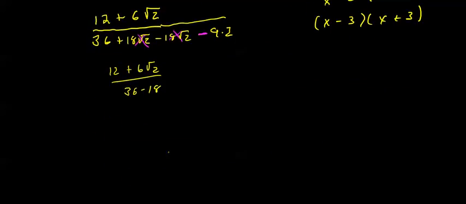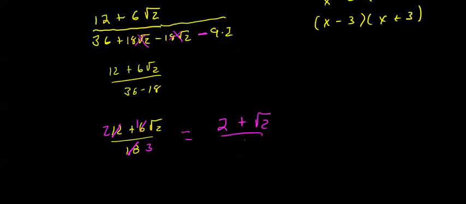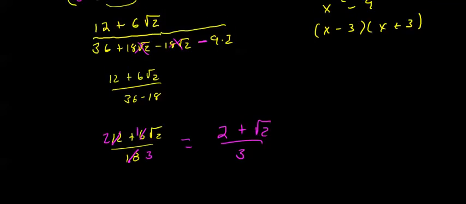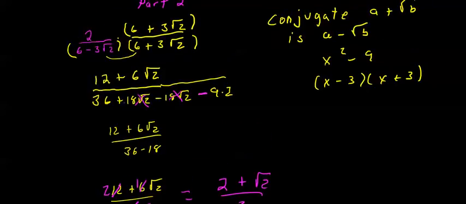and 12 plus 6 radical 2 over 18, 36 minus 18. We can divide this, this, and this by 6, so I end up with 2, 1, and 3. My final answer is 2 plus radical 2 over 3. Nothing more than multiplying by the conjugate. And the multiplication itself, we know how to do.